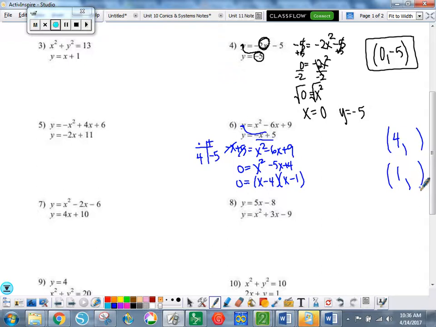If I wanted to find the y part, I would take the 4 and do what with it? Plug it back in. So y equals negative x plus 5. So negative 4 plus 5 would be 1. If I'm plugging in a 1, y equals negative x plus 5. So negative 1 plus 5, which is 4. Now these numbers won't always be flip-flop of each other. That's just by chance.